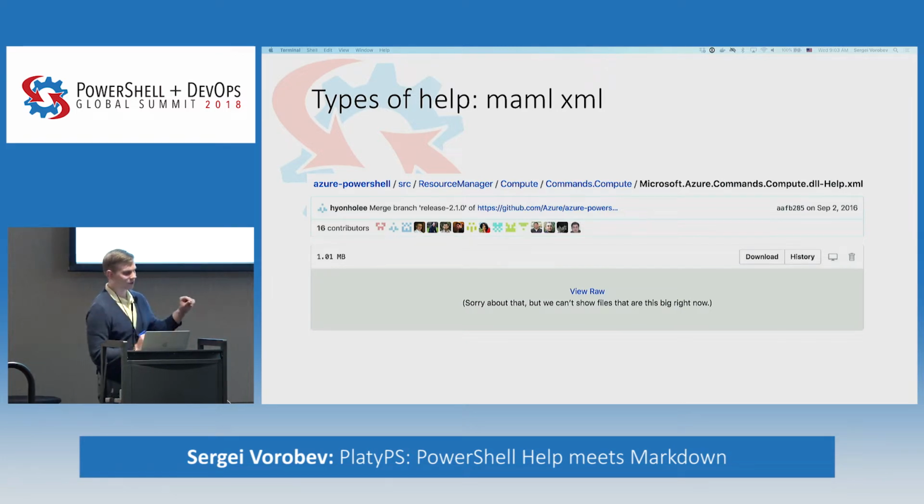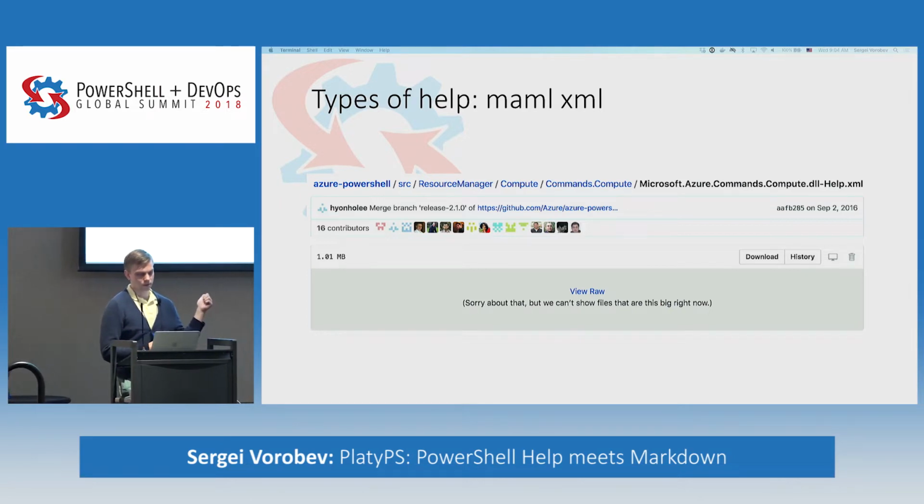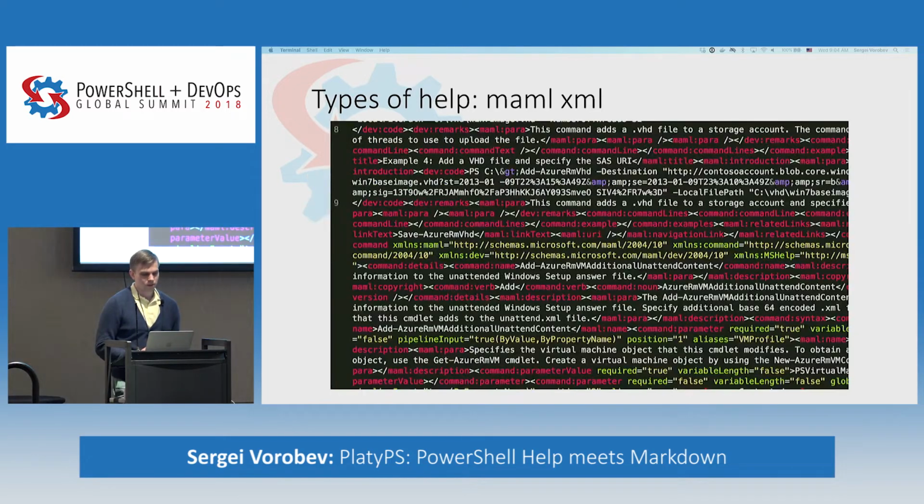And this is how it looks. Oh, no, that's not how it looks, because it can't be loaded. MAML XML files are usually really gigantic files, many, many megabytes of text. Imagine something like the Azure PowerShell module, which has hundreds and hundreds of commands, and all the help for all these commands is crammed into one file. So it's a lot of content. For example, this is a view on GitHub. GitHub cannot handle it. But I got it covered.